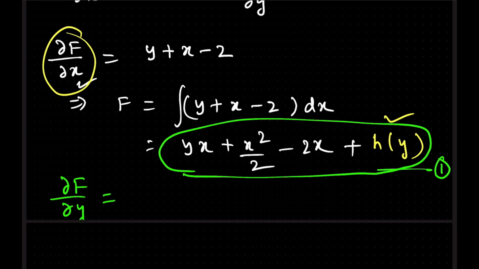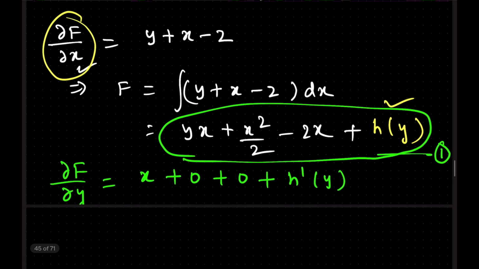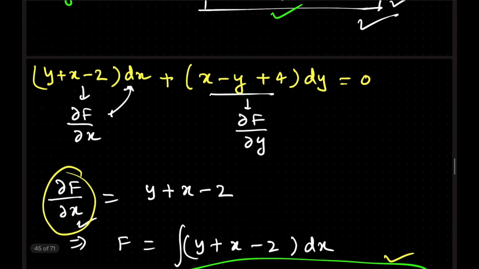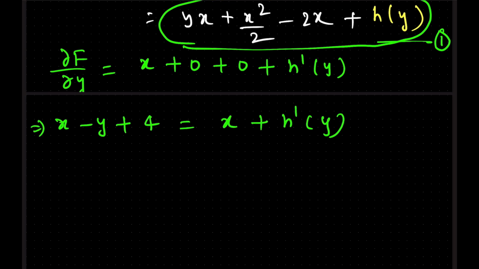So when you do partial differentiation of this function with respect to y, x is our constant, so x will be as it is, and differentiating y gives 1, then this one you will get 0, this again you will get 0, and h of y, if you differentiate with respect to y, you will get h dash y. Okay, so now we have assumed earlier that this is equal to dou f by dou y, so just put it here: x minus y plus 4 is equal to x plus h dash y.